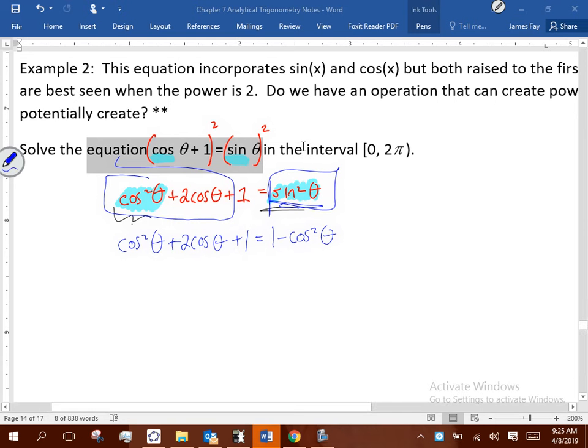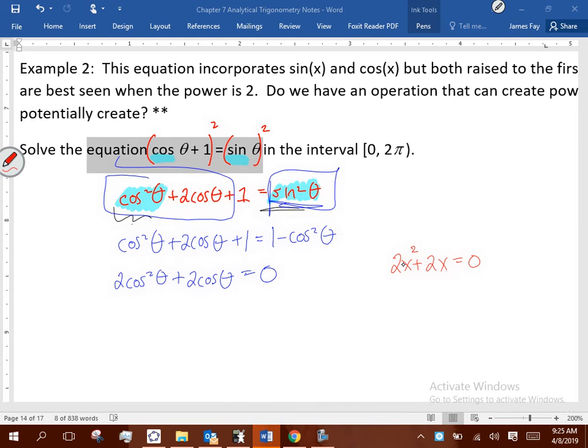Okay. So now we're just going to set this up equal to 0. So add cosine squared to both sides. And then subtract 1 from both sides. So the 1's cancel out. That was really nice. So what happens here then, think about what this is. This is like a 2x squared plus 2x equals 0. What would you factor out of this? 2x. So what are you going to factor out of this? 2 cosine. So this turns it into a GCF factoring problem.